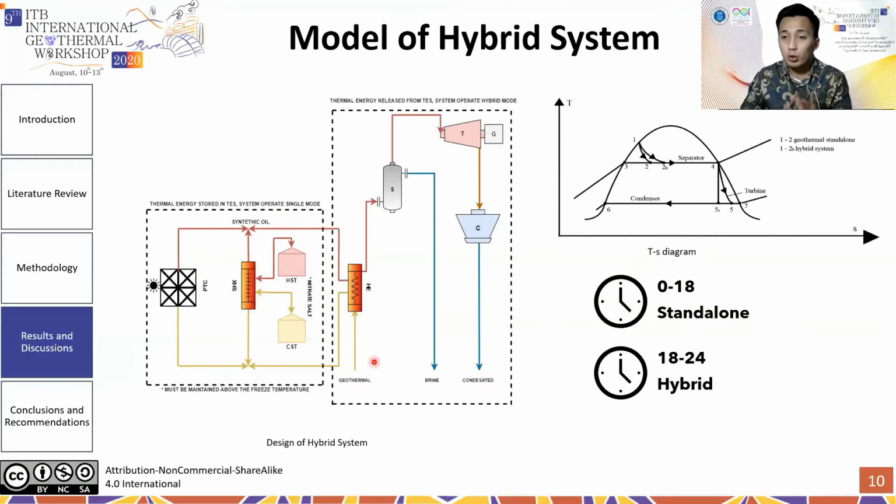So the geothermal working fluid will go to the heat exchangers, and the steam quality will increase. When the steam quality is increasing, the mass of steam production after the separator will increase, and it will give more energy produced for the turbine. And this is the TS diagram. From state number 1, it will go to state number 2 in standalone condition, and from state number 1, it will go to state number 2H in the hybrid condition.